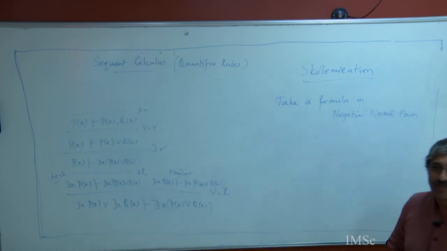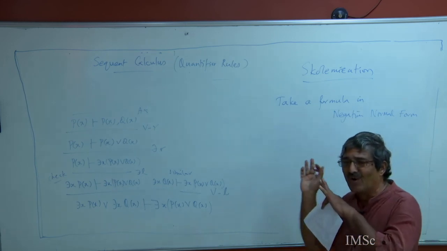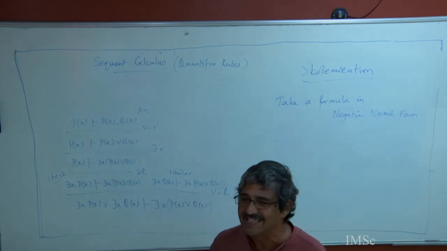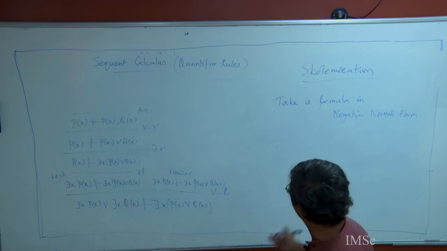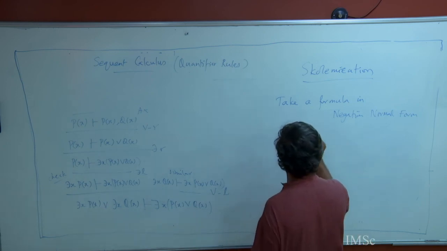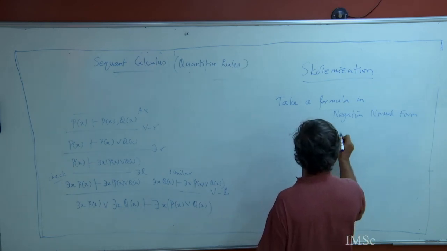What does negation normal form mean? Push negations all the way inside. And that's very easy to do, right? We know what that is. I mean, what is not of alpha and beta? Not alpha or not beta.